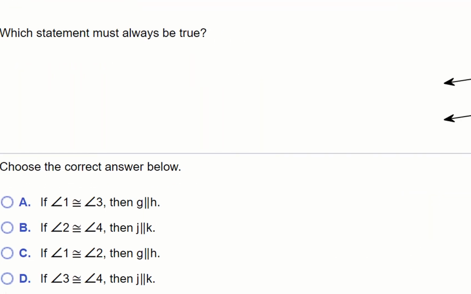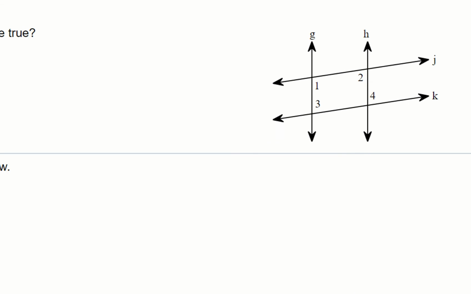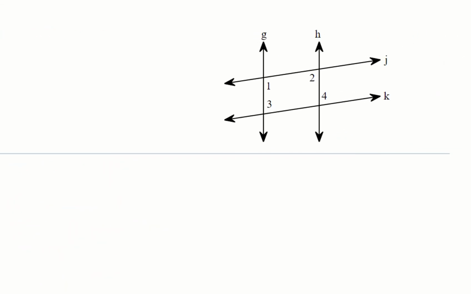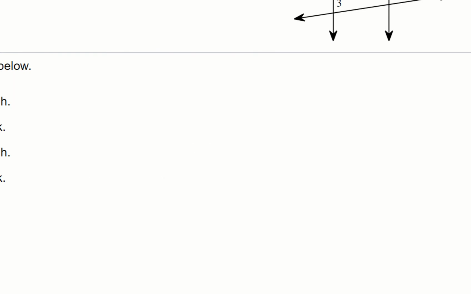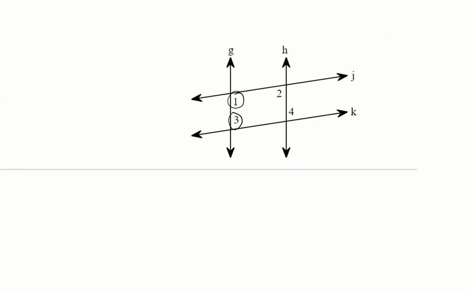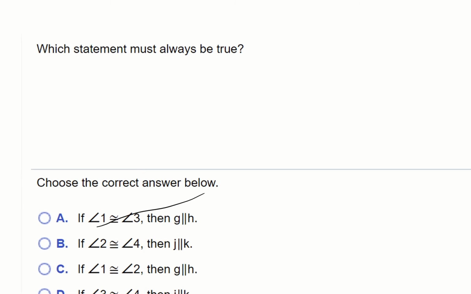So now the next question: which statement must always be true according to this diagram? So we just got to check the ones that are true. So let's look at the first one. If angle 1 is congruent to angle 3, then we can conclude that G is parallel to H. So angle 1 and angle 3, those are same side interior angles. Same side interior angles are not congruent. So this is not true. Remember that same side interior angles add up to 180. So definitely not true. So we are not going to check that one. So no to that one.